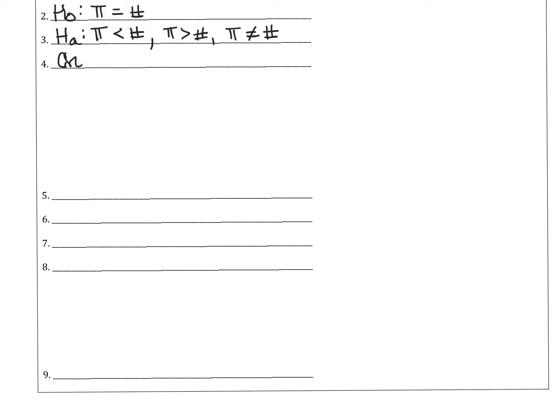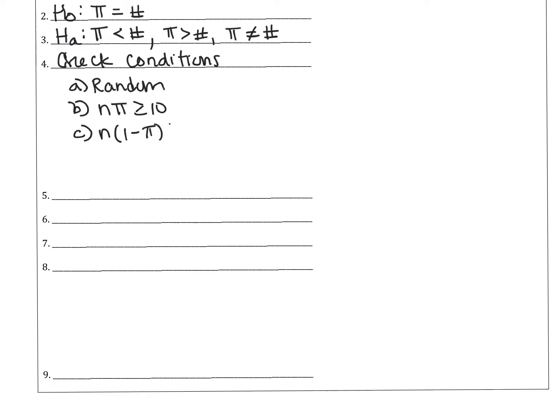Step 4 is to check conditions. These are the same conditions that we've checked prior with confidence intervals. Part A: is the sample random? Part B: n times pi needs to be greater than or equal to 10. C: n times 1 minus pi needs to be greater than or equal to 10. And D: since this is for large populations, n needs to be less than 10% of that population. That's an assumption we make.